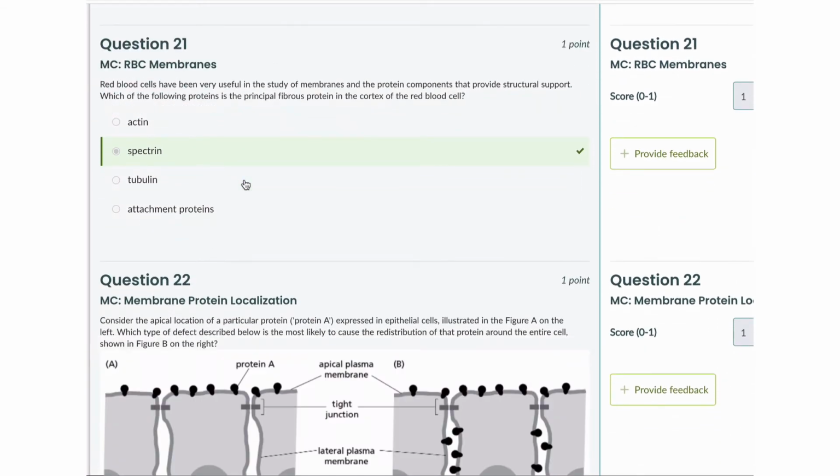Question 21. This one is about red blood cell membranes. Red blood cells have been very useful in the study of membranes and protein components that provide structural support. Which of the following proteins is the principal fibrous protein in the cortex of red blood cells? If you didn't know the answer about the cortex before, that is the answer to the earlier question. Specifically, the fibrous protein that's the principal one used here is spectrin.